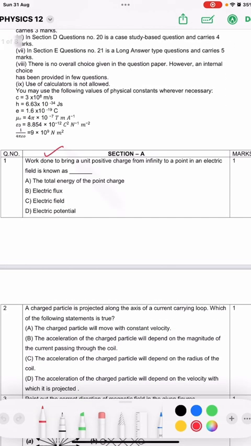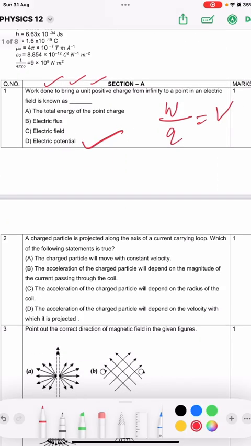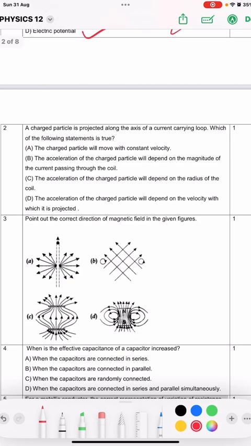Question number 1. Work done to bring a unit positive charge. Though it should be written work done to bring a unit positive charge per unit charge, but it's okay. Unit positive we can regard as per unit charge. So this is potential. Option D. Question number 2.